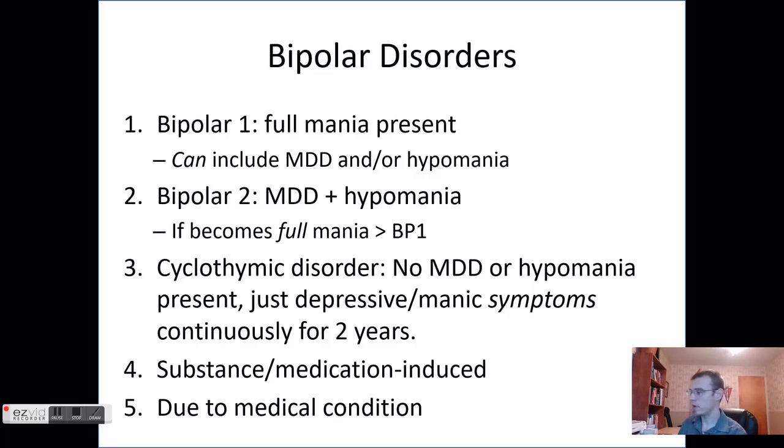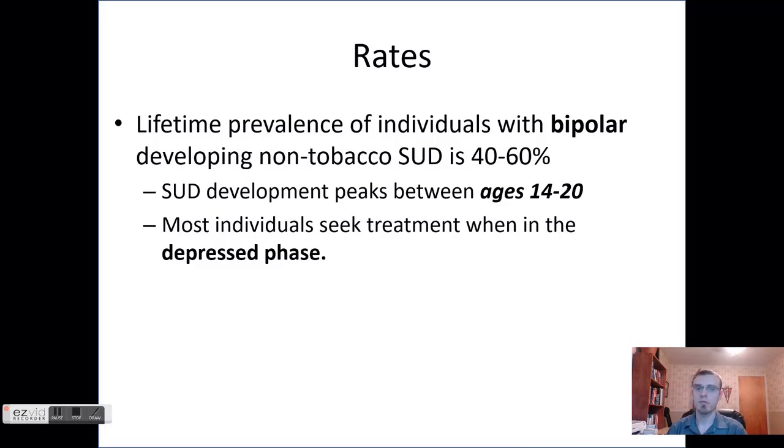And finally, we have also cyclothymic disorder. With a cyclothymic disorder, you do not see either a major depressive disorder or hypomania occurring, just depressive or manic symptoms continuously for a 2-year time span. So I'll talk more in detail about what this all means when we're actually looking at these particular disorders. First off, before I do that, a couple of statistics.